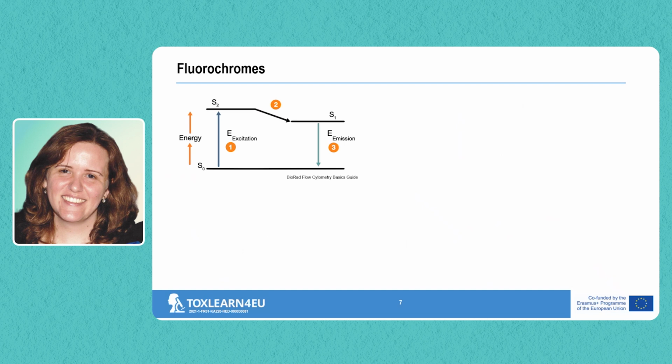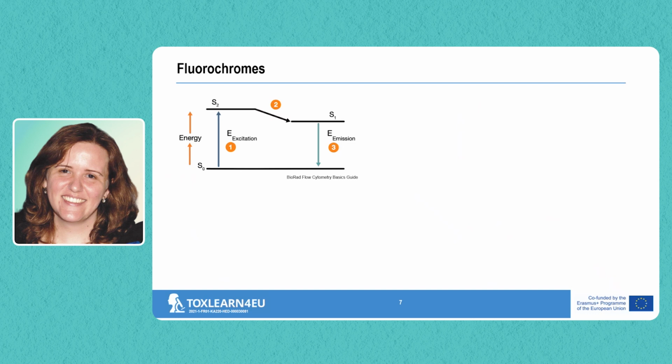Before talking about fluorescence, I need to talk about fluorochromes. Fluorochromes are molecules that have the ability to absorb light at a certain wavelength. When they absorb light at that wavelength, the atoms get excited and move from a normal energy level to a higher energy level.